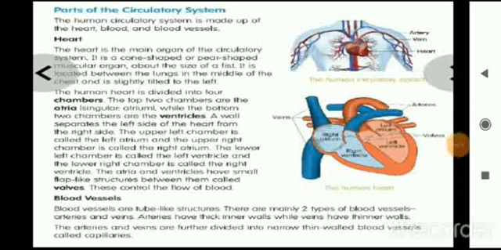If we talk about the difference between arteries and veins, then we will tell that arteries have thick walls while veins have thinner walls. The arteries and veins are further divided into narrow thin walled blood vessels. These are known as capillaries.